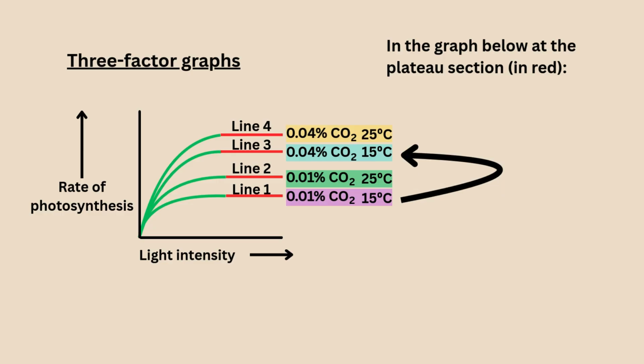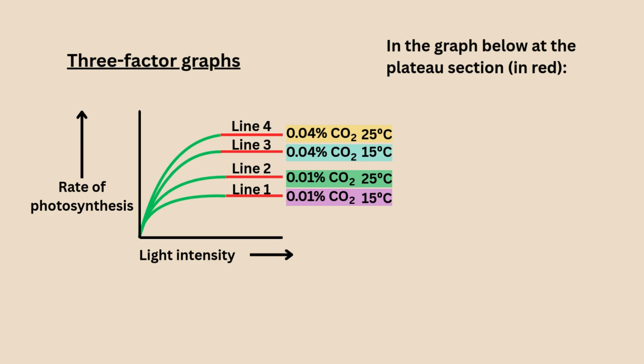If we now compare line 1 and line 3, the temperature is the same, but the carbon dioxide concentration is significantly higher in line 3 compared to line 1, and this has caused the rate of photosynthesis to increase. So therefore, in line 1, it's showing that carbon dioxide concentration can also be a limiting factor.